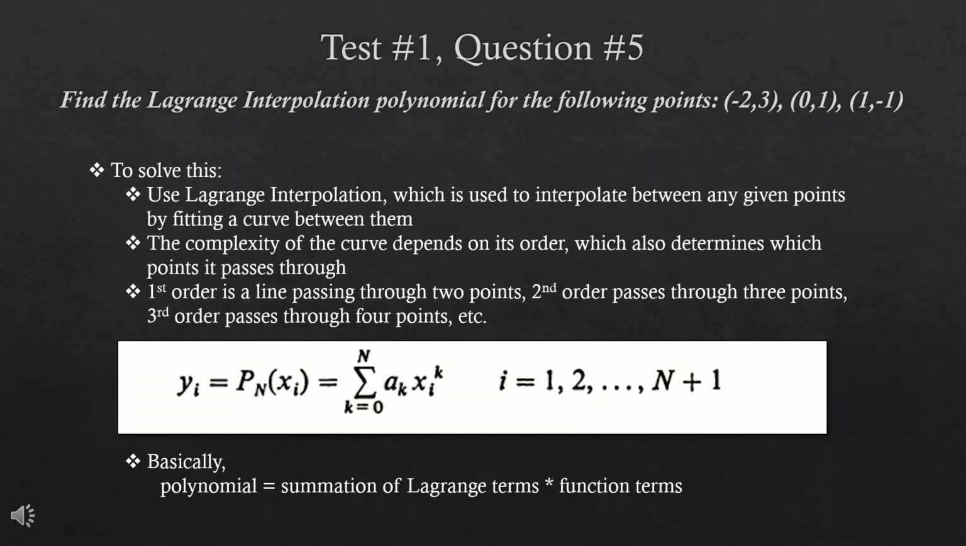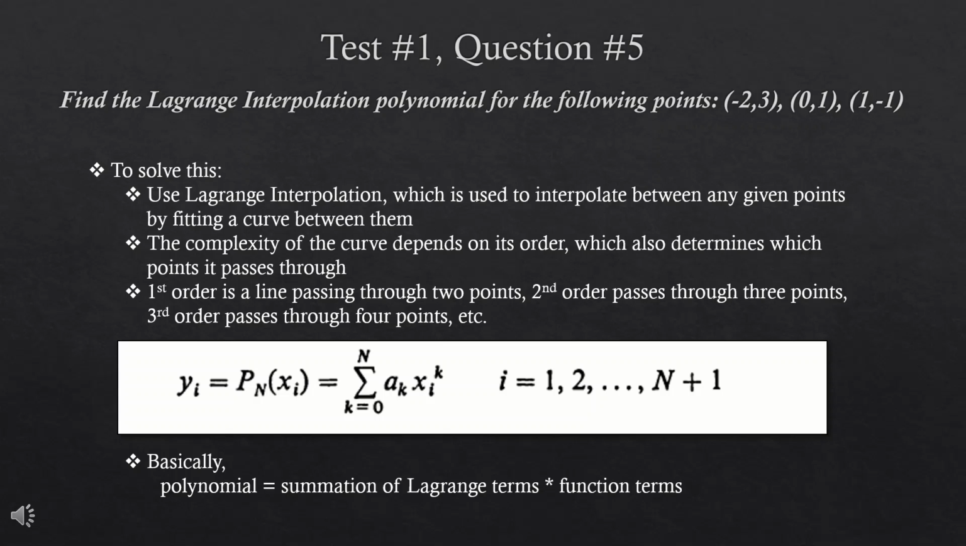It's a method used to interpolate between any given points by fitting a curve between them. And the complexity of the curve depends on its order, which also determines which points it passes through. There are different orders when it comes to polynomials. The first order we would call linear, which is basically a line that passes through 2 points. We have second order, which passes through 3 points. We will call this quadratic. And we have third order, which passes through 4 points, and we would just continue with this.